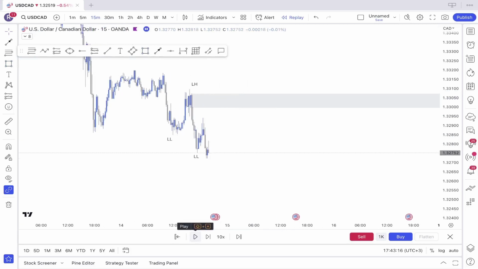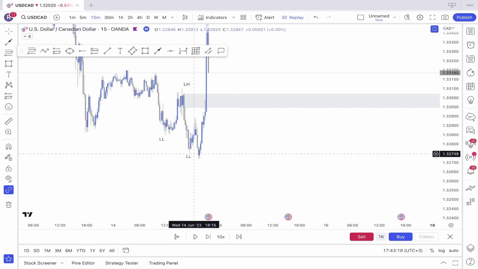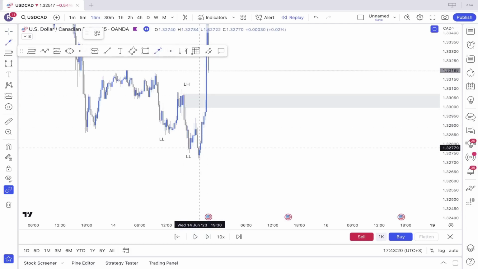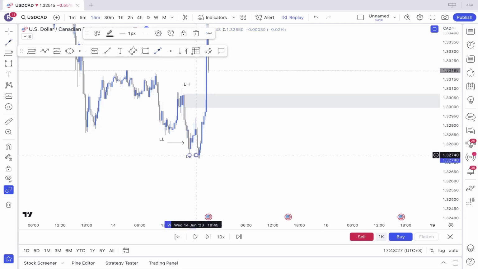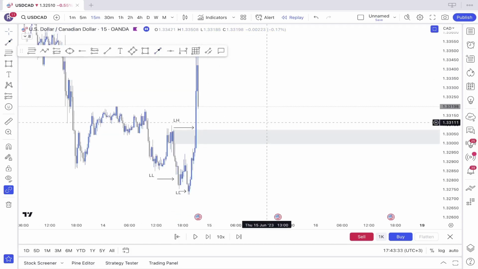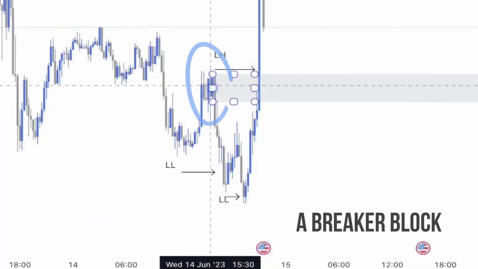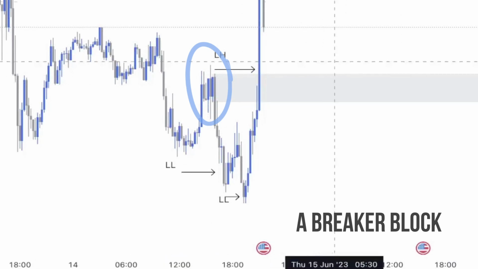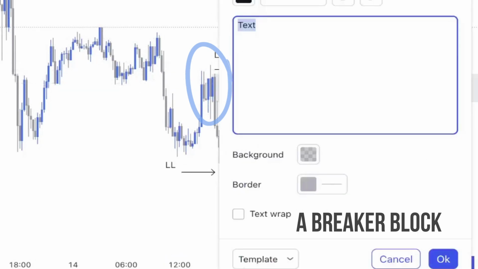So check this out. We have a liquidity sweep. Okay, a very clear liquidity sweep. We could say we had a liquidity sweep here or a liquidity sweep here, and after that we have a break of structure right here. Okay, very aggressive, you can see. So essentially this is now a failed order block or a breaker block. Okay, this right here is our breaker block.